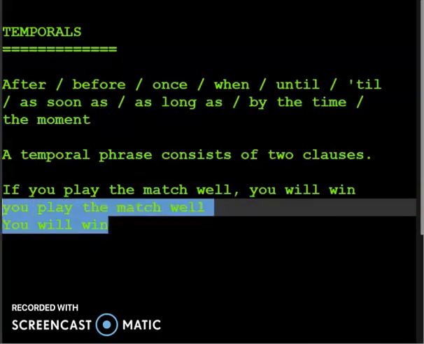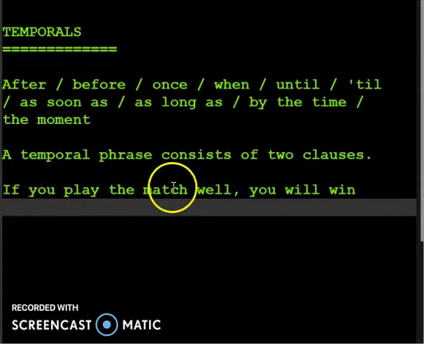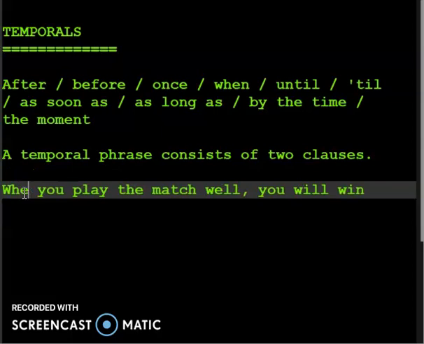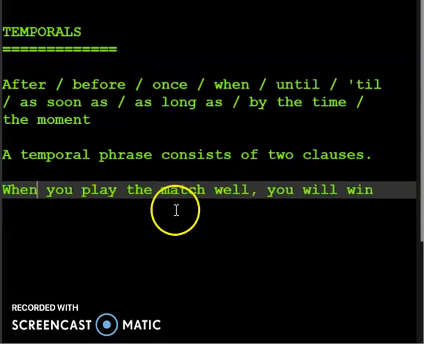So a clause can be a complete sentence. This is the easiest way to think about it. We've got here an if clause and a consequence clause. If you play the match well, the consequence is you will win, or a prediction. You predict the outcome, the consequence of playing well. So in the temporal, we've got a similar structure. If I take this as an example, I'll transform it into a temporal. Instead of if I say when, then I've got a temporal clause. When this happens, when you do this, this will happen.